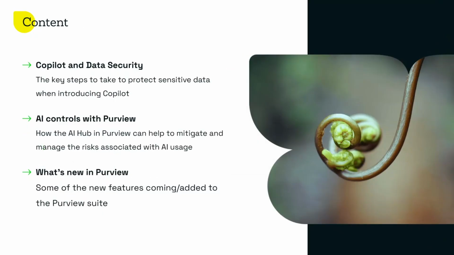The webinar today is going to look at three main areas. We're going to look at Copilot in particular in terms of data security. So what are those key steps you need to be taking around making sure that your organization is ready for Copilot? Making sure that you are able to protect sensitive information from being brought back by Copilot. Then we'll have a little look at some of the other AI controls that are available within Purview in terms of what you can do to help mitigate and manage some of the risks that might be associated with using AI.